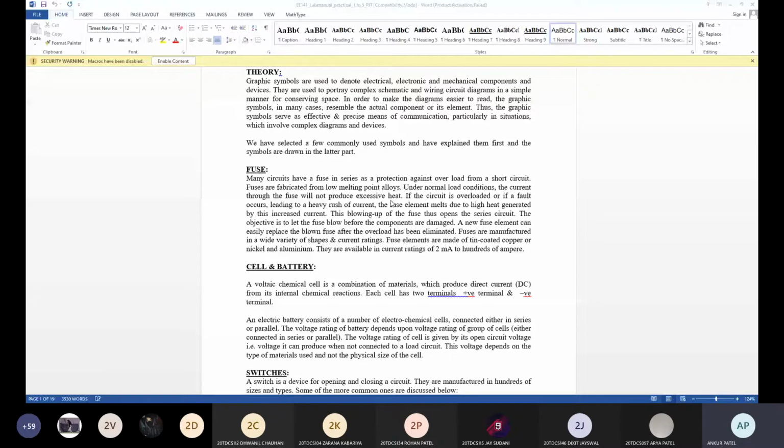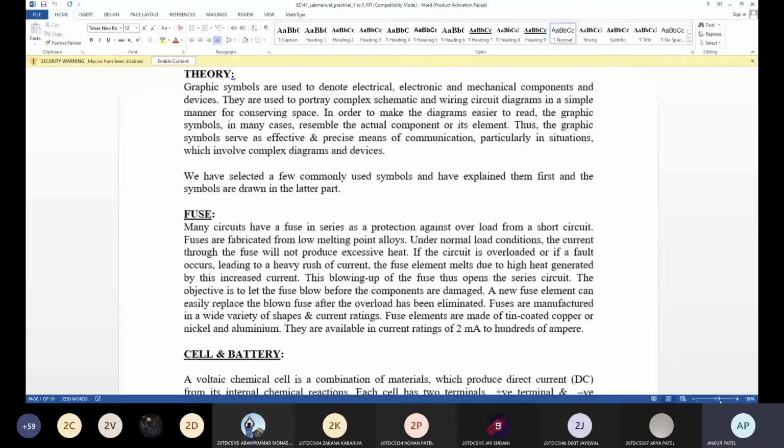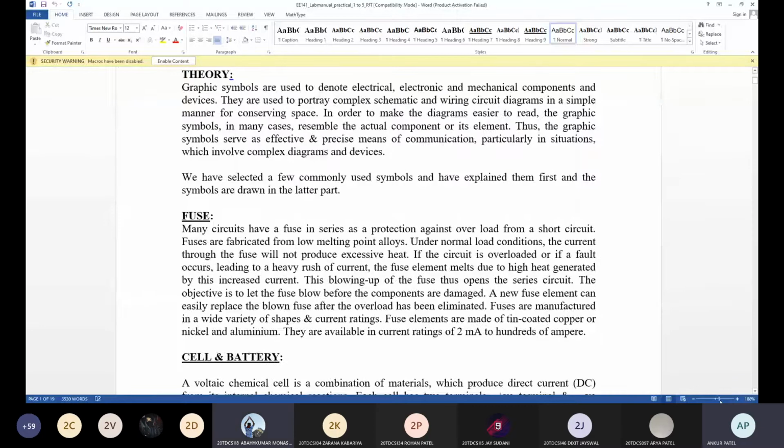So the fuse element melts due to high heating generated by. Sir, zoom in, please. Okay, wait. Now it's okay. Yes sir, ready.